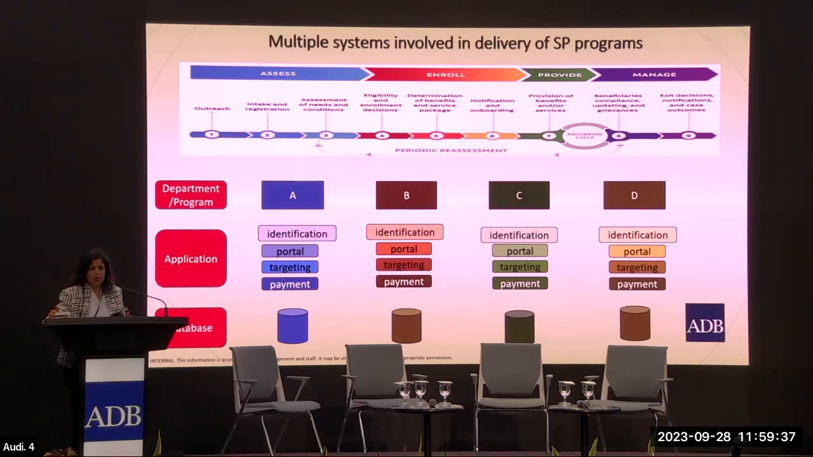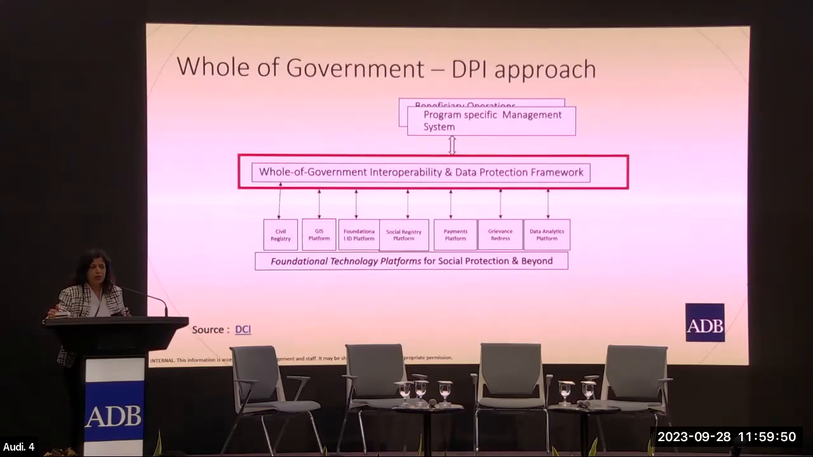So should we follow this siloed approach? I think it's a no-brainer. No, we should follow a whole of government DPI approach. So with that approach, how does the architecture look? Let's look in the next slide. If you look at whole of government architecture, you will have different social protection programs using, through a whole of government data exchange layer, the foundational technology platforms of identification, civil registry, payment system, and many other systems.